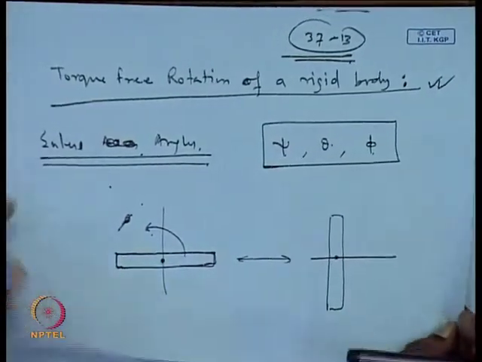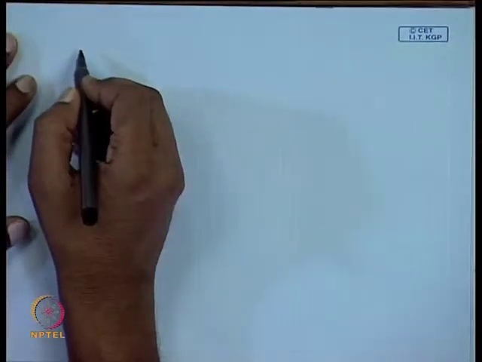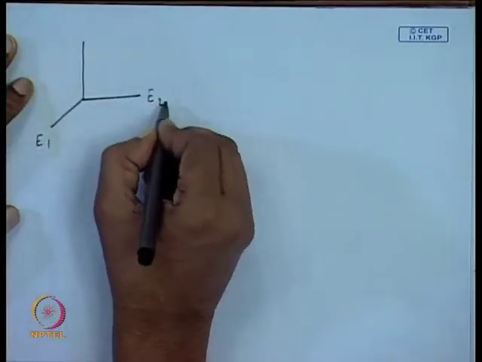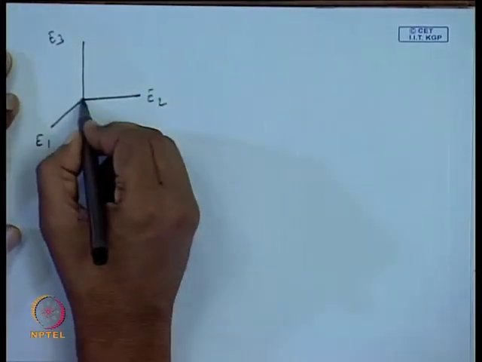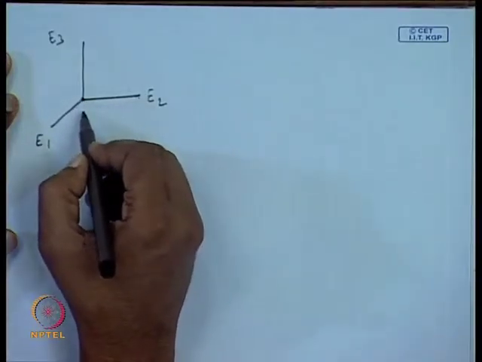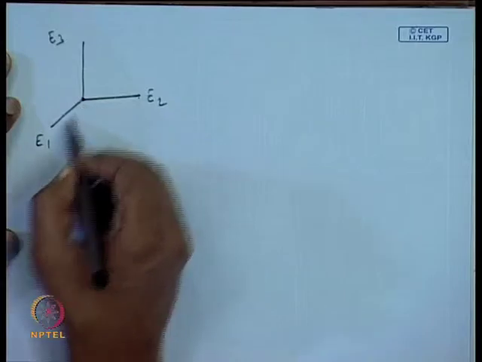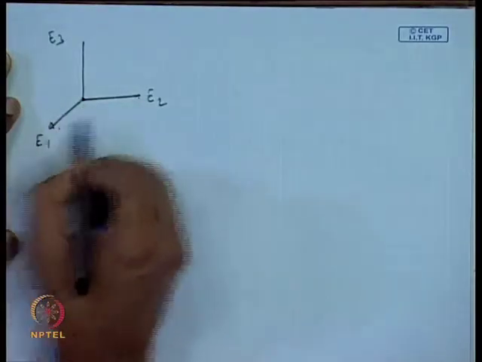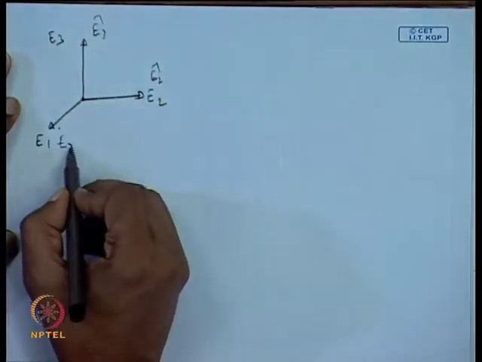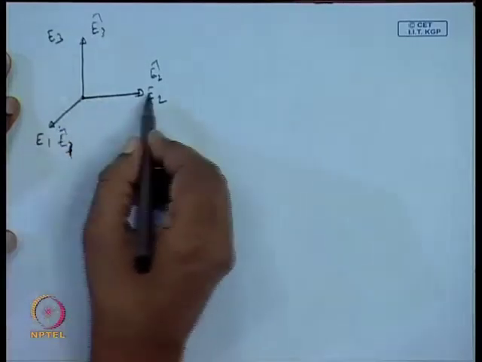So, for any orientation of the body, these 3 consecutive rotations can be given and it will get oriented in a certain direction. So, let us say that E1, E2 and E3 are the 3 axes with respect to which I have to orient the body. So, let us say that these are the vectors E3 cap, E2 cap and E1 cap along these directions.